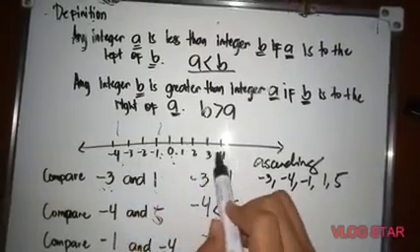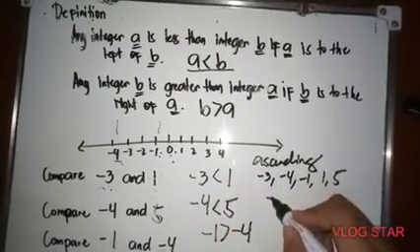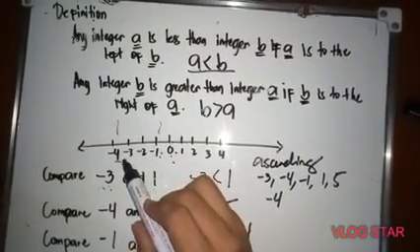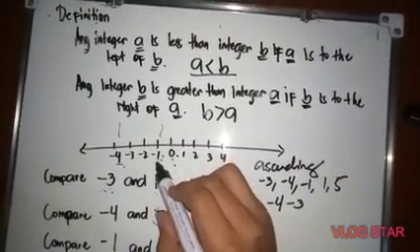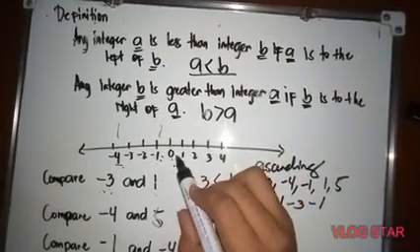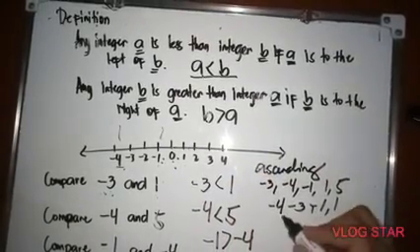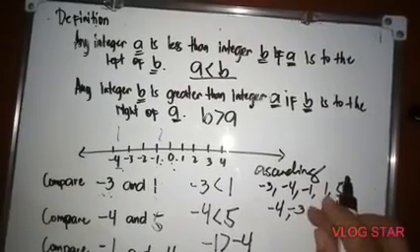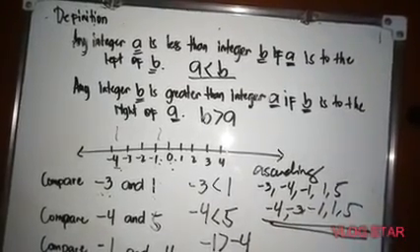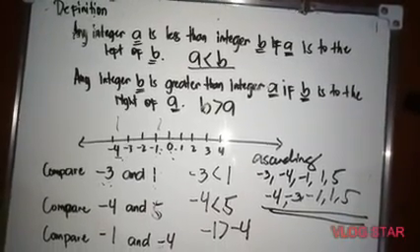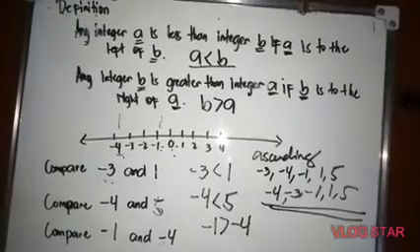So by looking at this number line, the least number is -4. Then next is -3, -1, 1, then 5. So this is the arrangement in ascending order. If descending, then 5, 1, -1, -3, and -4.